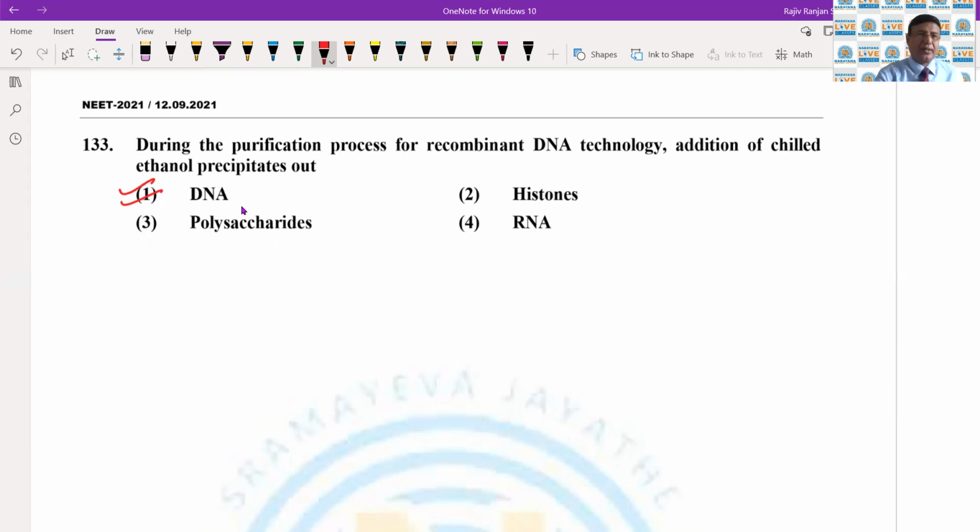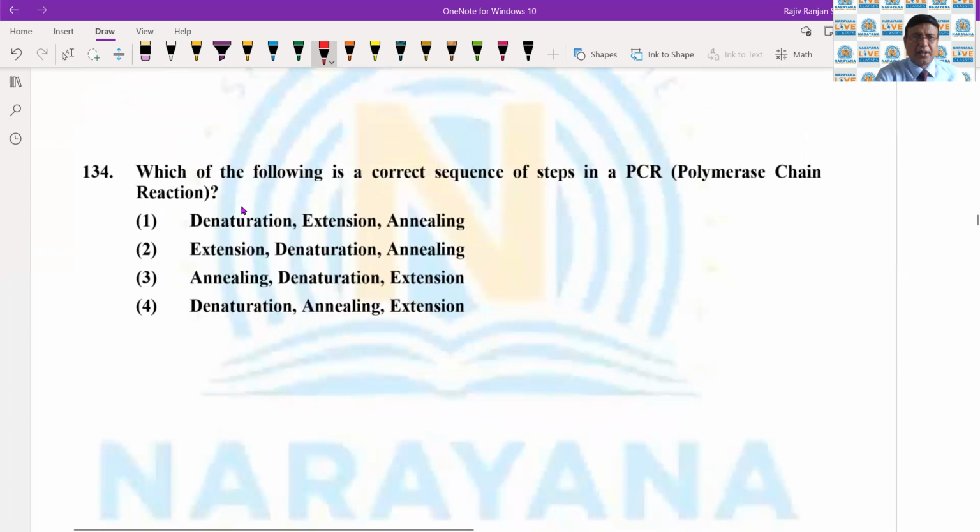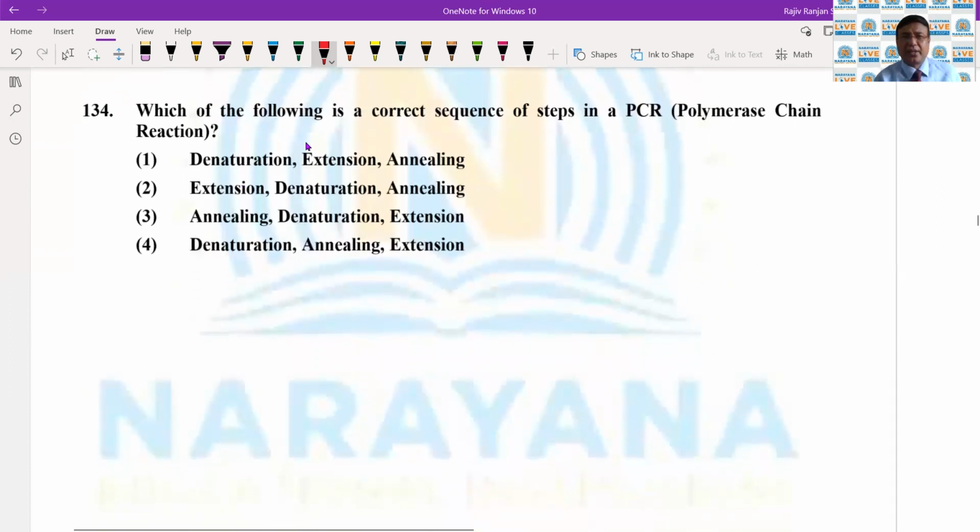Let's now see the next question. Question number 134. Which of the following is the correct sequence of steps in a PCR, polymerase chain reaction? Our options are: denaturation, extension, annealing; extension, denaturation, annealing; annealing, denaturation, extension; and the fourth option is denaturation, annealing, and extension. So the correct option is 4.